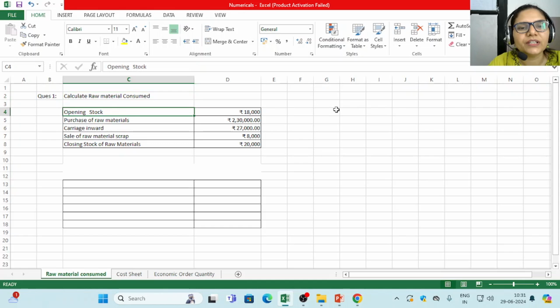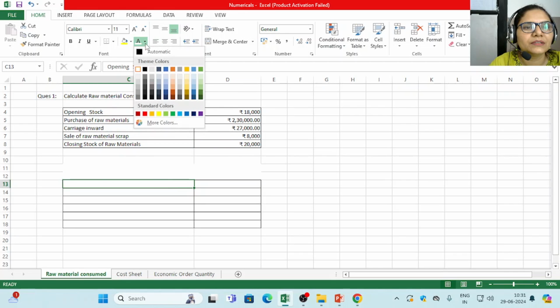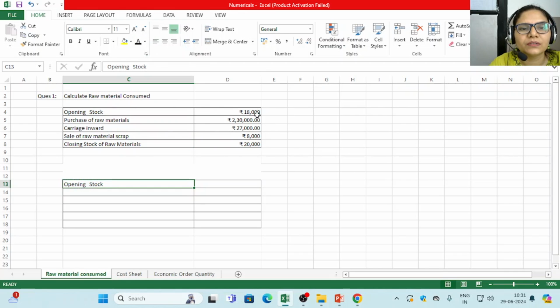The information given in the question, as you can see, opening stock rupees 18,000, purchase of raw material rupees 2,30,000, carriage inward rupees 27,000, sale of raw material scrap rupees 8,000, closing stock of raw material rupees 20,000. With the given information, we will calculate raw material consumed. So first of all, we will write opening stock, which is rupees 18,000.